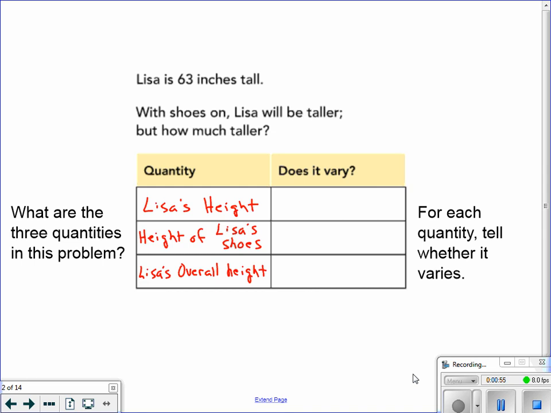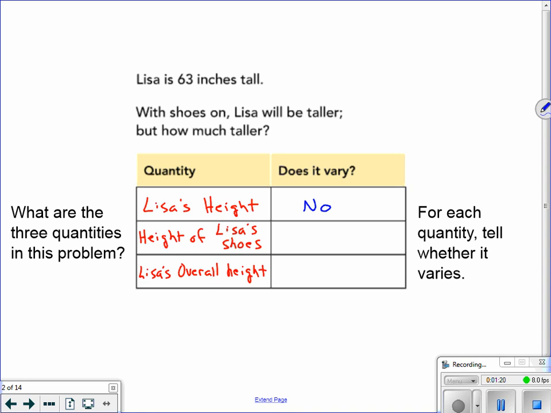Well, Lisa's height is not going to vary in a short period of time. Okay, so our answer here for Lisa's height is no. Whatever height she is, that's the height she's going to be the whole day that we're talking about. Obviously, if we're talking about a longer period of time, that might change.